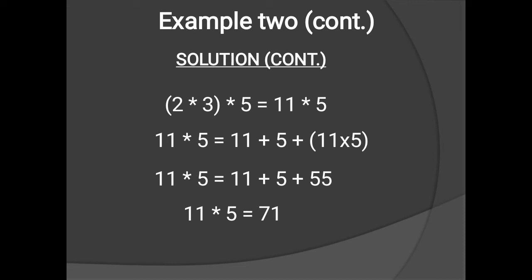So 2 operation 3 operation 5 is 71, because 2 operation 3 operation 5 is the same as 11 operation 5. Why? 2 operation 3 gave us 11, then our operation 5 is also there. So now let's solve 2 operation 3 operation 5 with the last 2 in parentheses and see our answer. Then we compare. Let us not forget our answer here. It is 71.